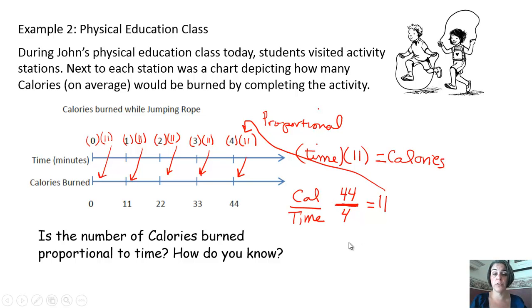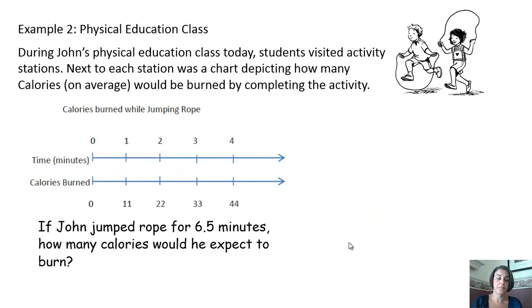So, totally a proportional relationship. Time is proportional to calories. Same scenario. Now I want you to try the problem and see if John jumped rope for 6.5 minutes, how many calories would he expect to burn? So I need you to go ahead, pause the video, try it out, come on back.